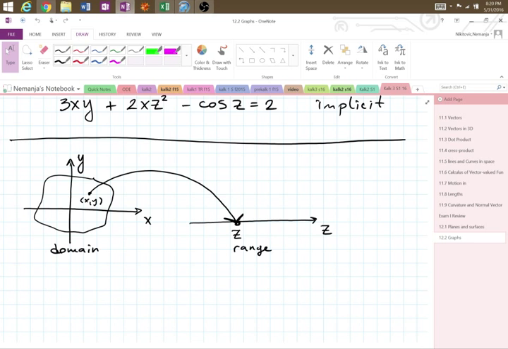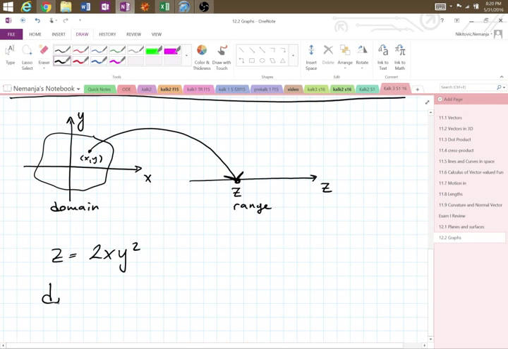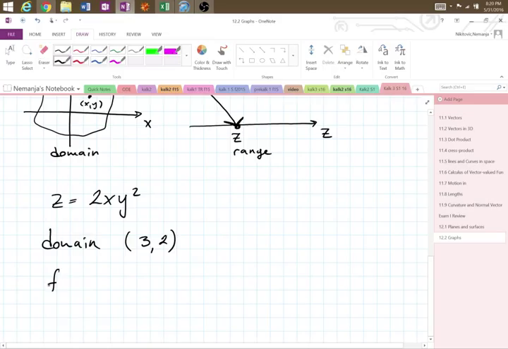What does that mean? Well, here we go. z equals 2xy squared, domain (3, 2). So f of (3, 2), which is that z, is going to be 2 times 3 times 2 squared, which is what? 24. So this is what we have.